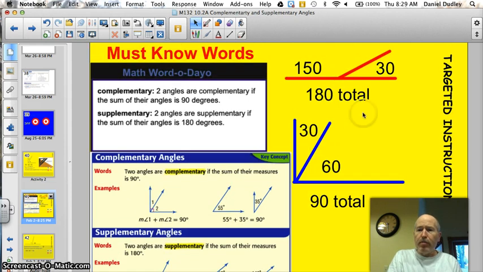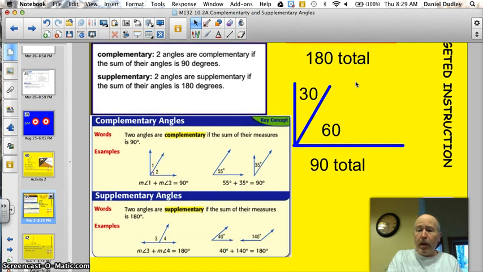Here's a real simple problem for you to look at. Here's a straight line. If it's a straight line, it's going to be supplementary. Just double check the math. 150 plus 30, 180 degrees total. That's what a straight line is, right? 180 degrees, so they're supplementary. Take a look at this one.